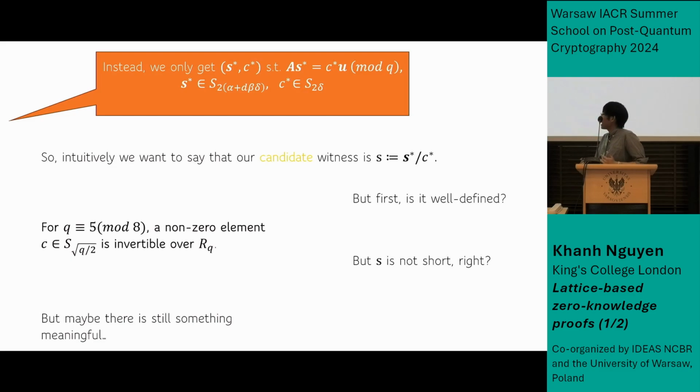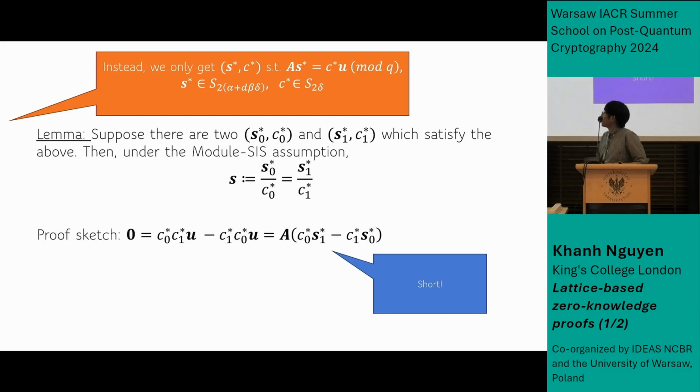So one meaningful thing I want to describe, which will be used primarily in the second part of the talk, is a somewhat binding property. Suppose I run extraction twice. So I have S0 star, C0 star, and I have S1 star and C1 star. And for each of them, I can define my, wishful thinking, candidate witness. So this lemma says that if I construct this candidate witness, then they are the same under the module SIS assumption. Okay, so that's the lemma.